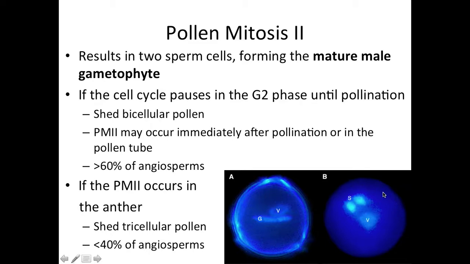About 40% of angiosperms shed tricellular pollen. Tricellular pollen is when pollen mitosis 2 occurs inside the anthers and you have a pollen grain that has sperm already when leaving the anther.